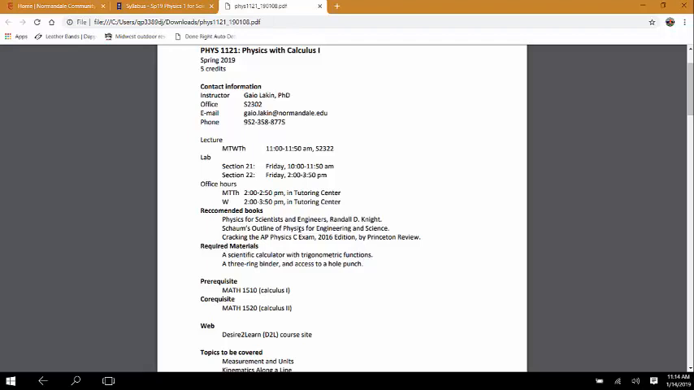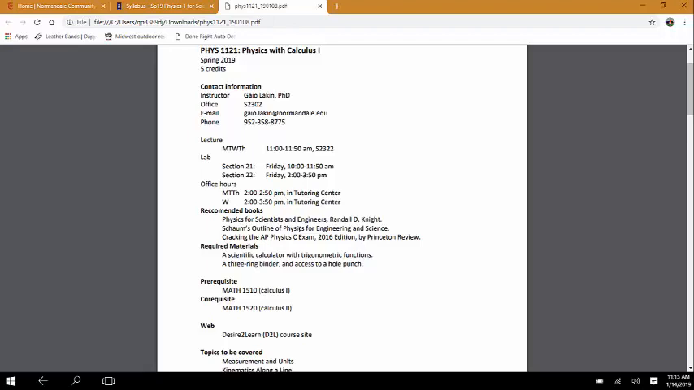The required materials: you need a scientific calculator with trigonometric functions. And you're welcome to use any calculator you want in this class, so graphing calculators are fine. I know in some math classes, they don't want you to use TI graphing calculators on tests. That's fine with me. And we'll talk about how you'll use this in a minute.